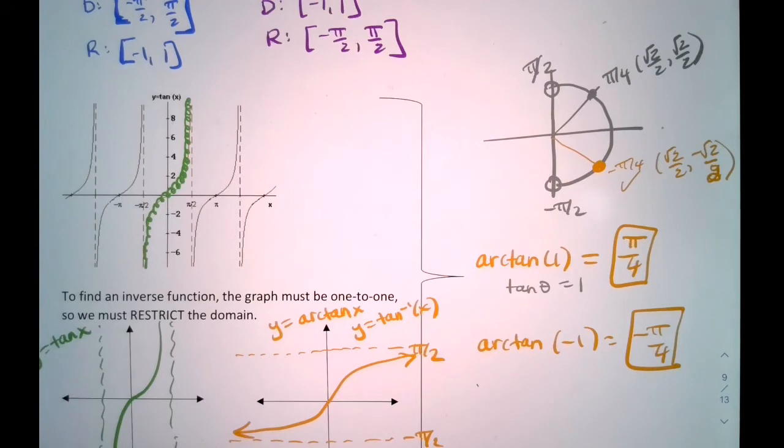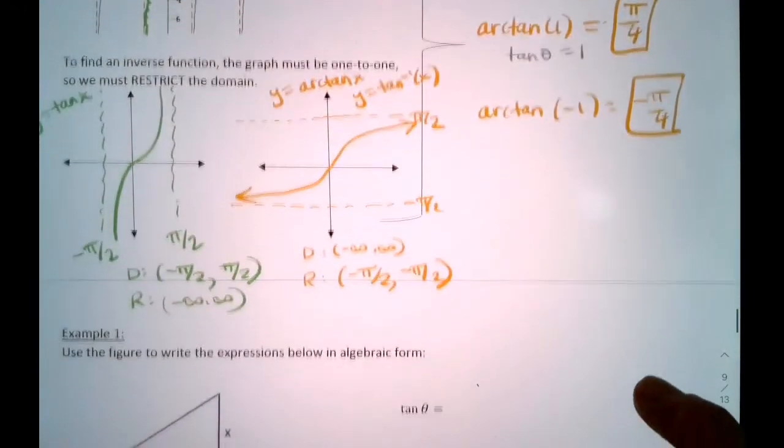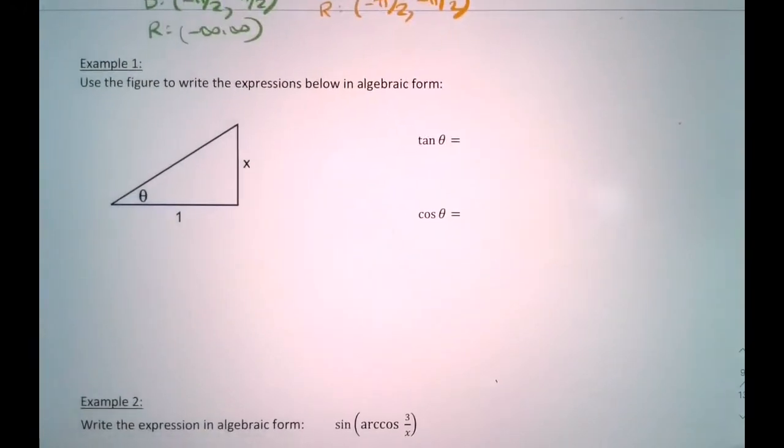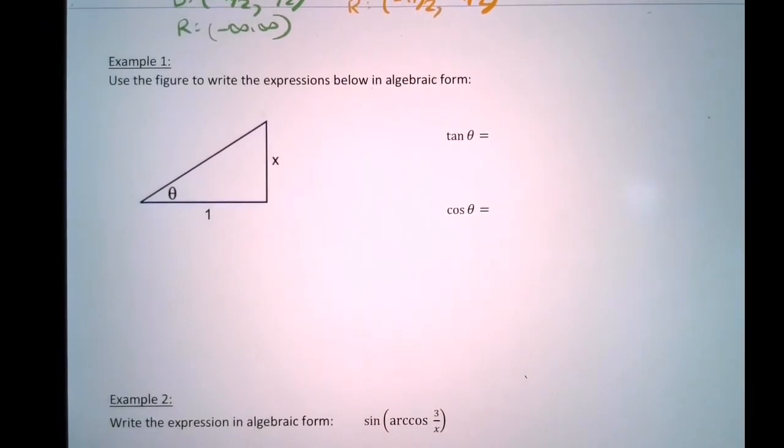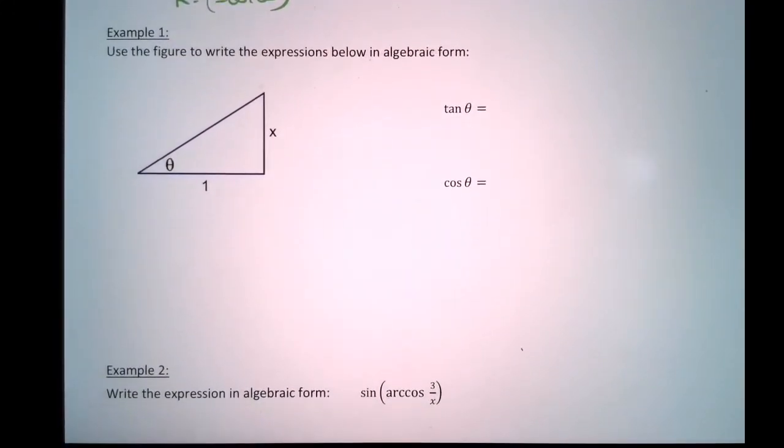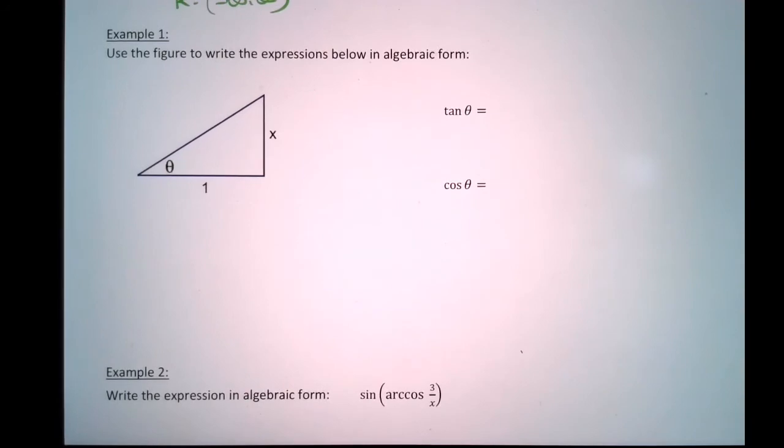All right. Now, I also want you to deal with converting from trig to algebra. This is also a very important skill that you will use later in this course for sure. And it comes up now.